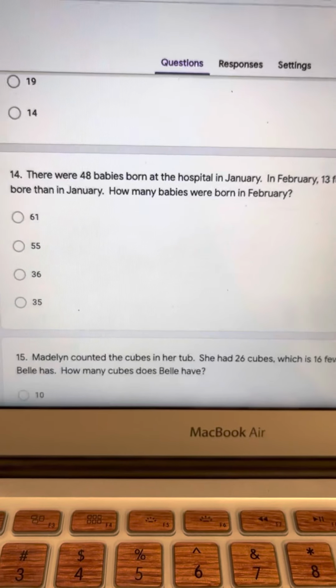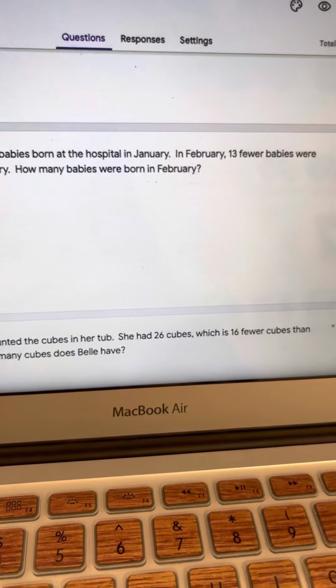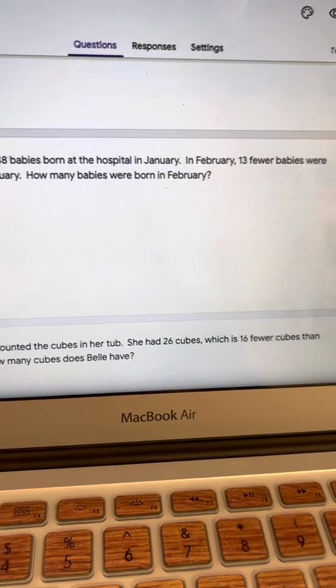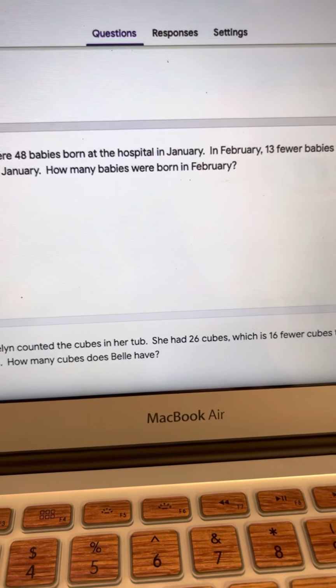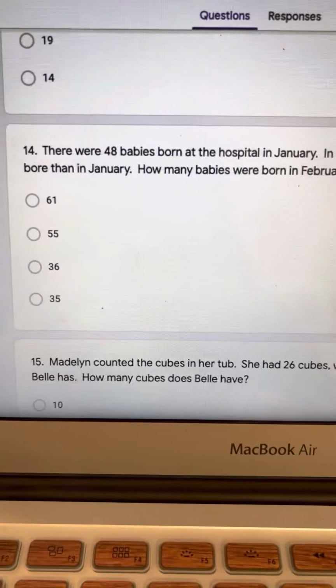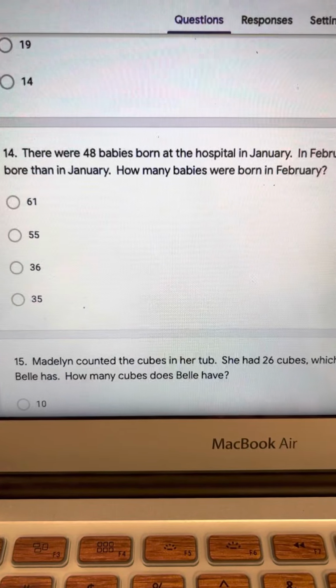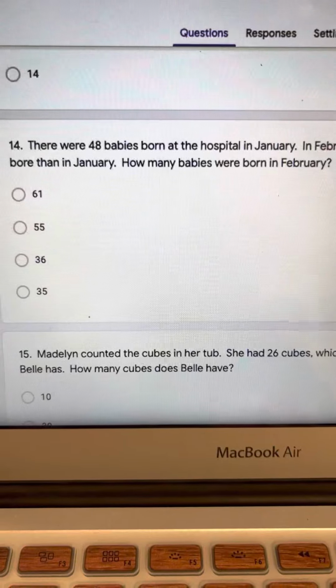All right, number 14. There were 48 babies born at the hospital in January. In February, 13 fewer babies were born than in January. So how many babies were born in February? So in February, there were 13 fewer than January's 48. So how would I figure out 13 fewer than 48?